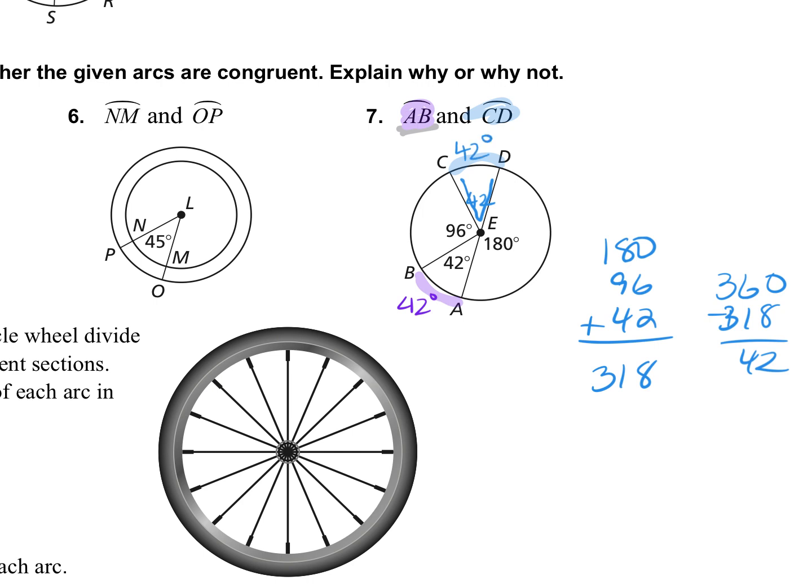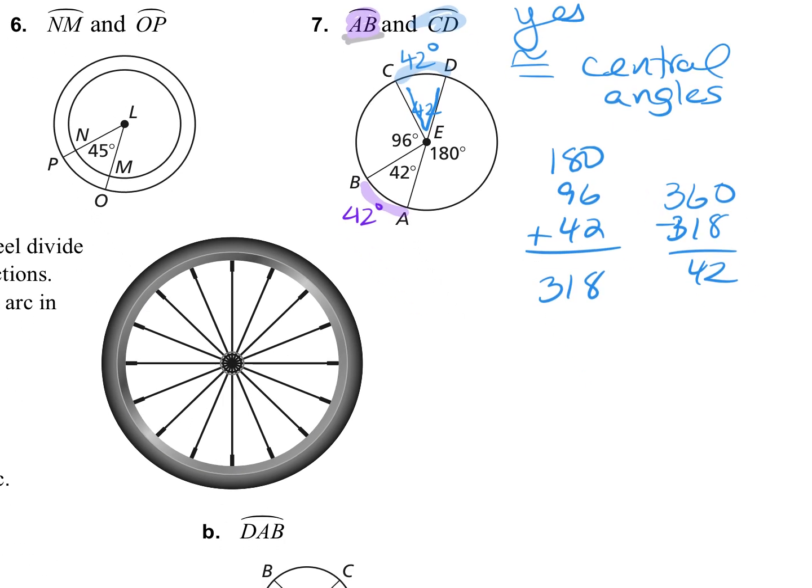So the theorem that's stated for congruent arcs is within the same circle, if they have congruent central angles, then the arcs are congruent. So this would be yes, because they have congruent central angles. Now, if they're two different circles, then you would have to make sure that they are congruent circles. In other words, they would need to have the same radii length. So if they're two separate circles, so let's say I go ahead and draw two different circles.